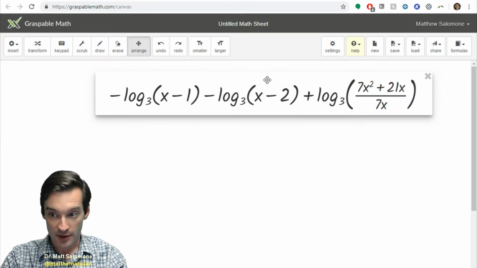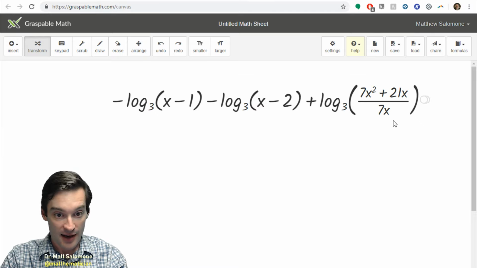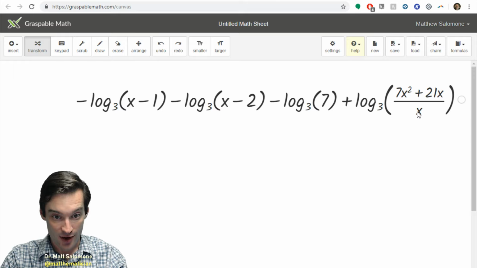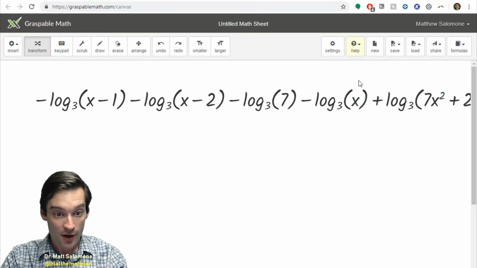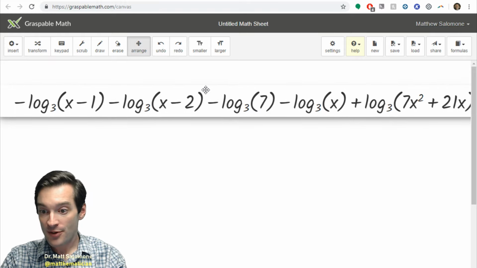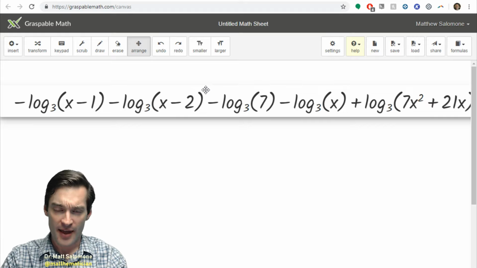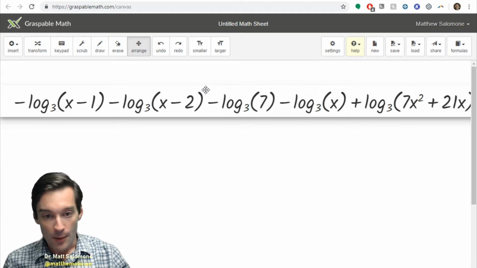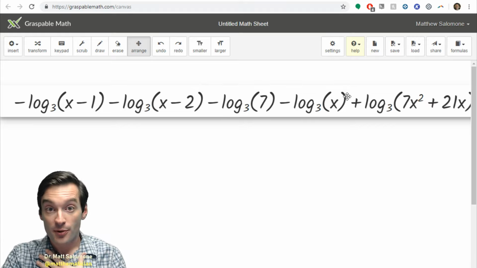I'm going off the screen a little bit here. I take that 7x outside. Well, I take the 7 outside, if you like. It becomes minus the log of 7. I take this x to the outside. It becomes minus the log of x. So all that stuff that was in the denominator, when I bring it outside, it becomes minus the log of that factor. Okay, what about the numerator, 7x squared plus 21x?